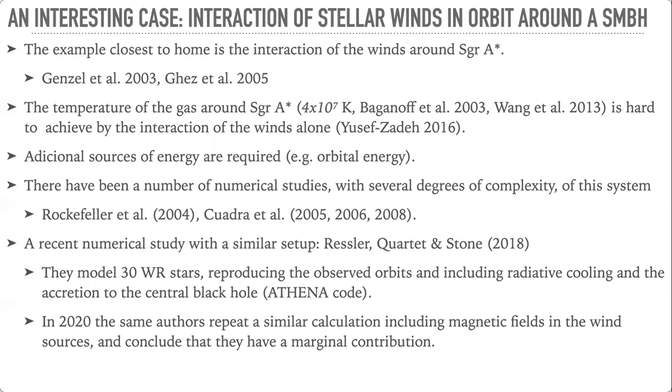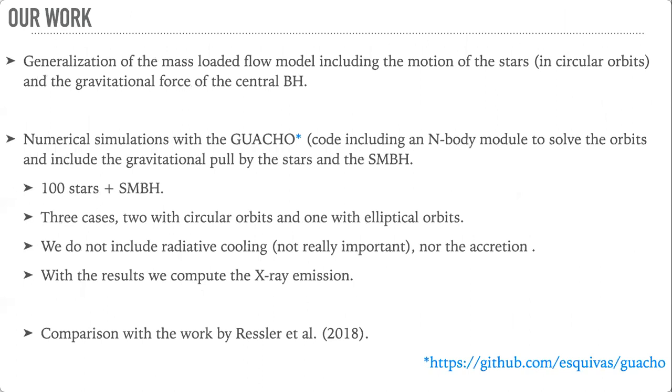So the work that we're doing here is an analytical generalization of the mass-loaded wind presented in Cantó et al., to include the motion of the stars and to include the potential energy injected by the stars and the gravitational force of the central black hole. We also do numerical simulations with the Walicho code, which is a grid-based code that solves the hydrodynamic or magnetohydrodynamic equations, and we couple it to an N-body module that became a module of Walicho to solve the orbits of a number of stars around the supermassive black hole.